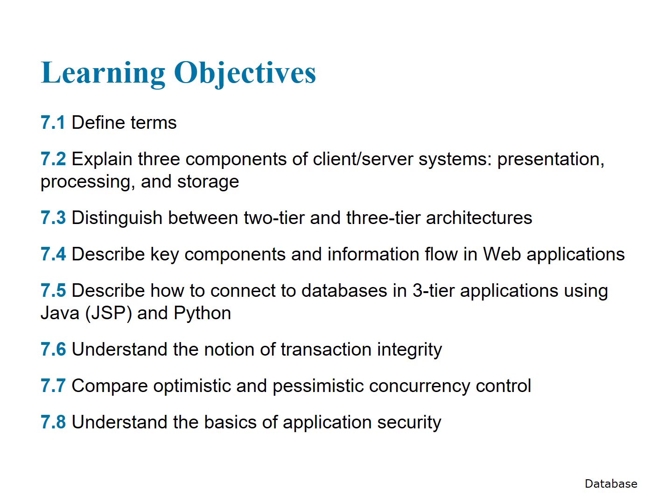explain the three components of client-server system: data representation services, processing services, and storage services. Distinguish between two-tier and three-tier architecture. Describe the key components of the web application and their information flow between the various components. Describe how to connect to a database in a three-tier web application using Java, JSP, and Python.